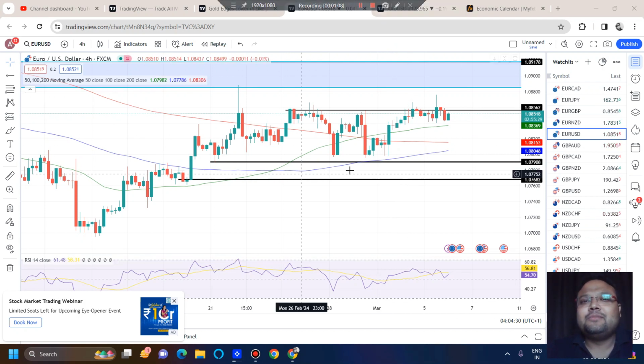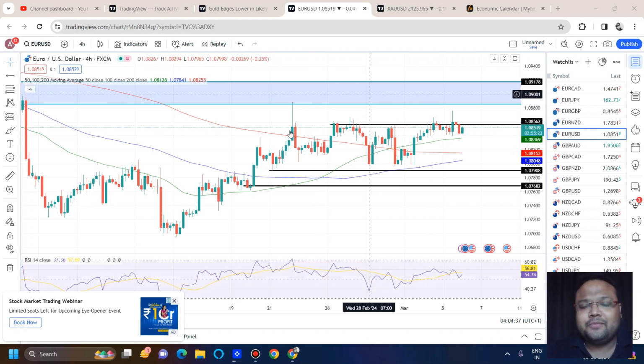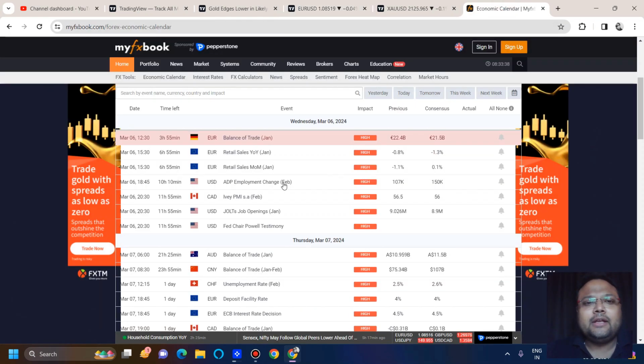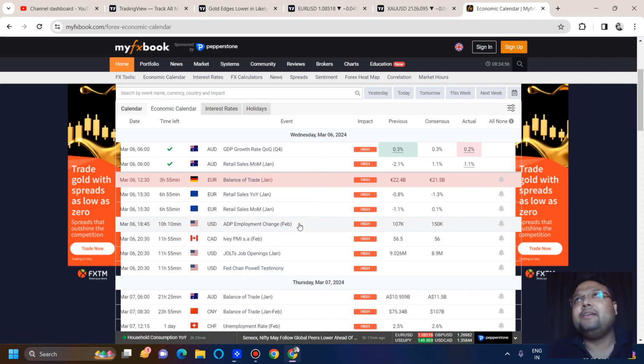We can see that at present we do not have any clear trend in the market. And if we look at the economic calendar, we have news coming up on Euro, which is retail sales. After that, ADP, then job openings, and then Federal Reserve Chairman Jerome Powell's testimony. So the market will be very volatile. You need to be careful.